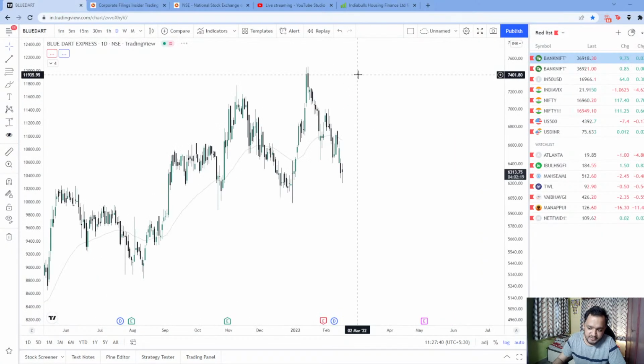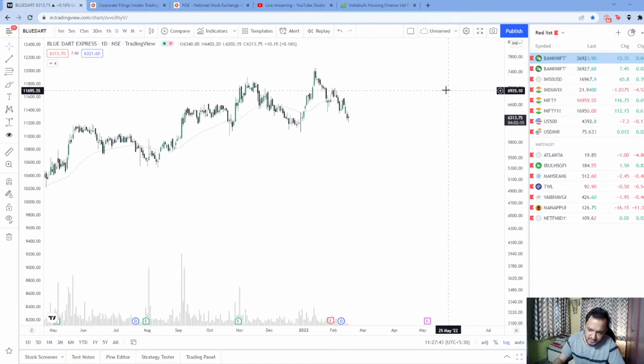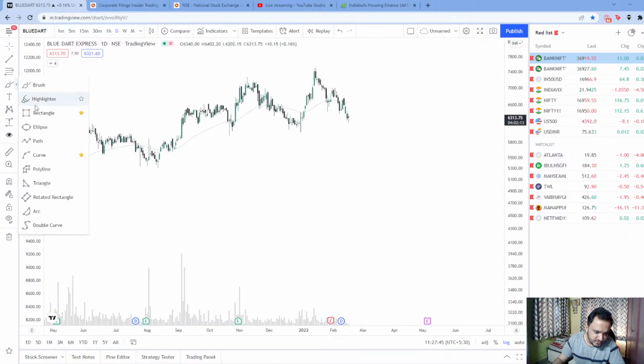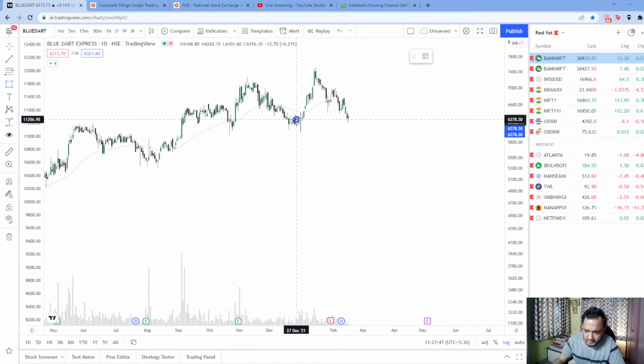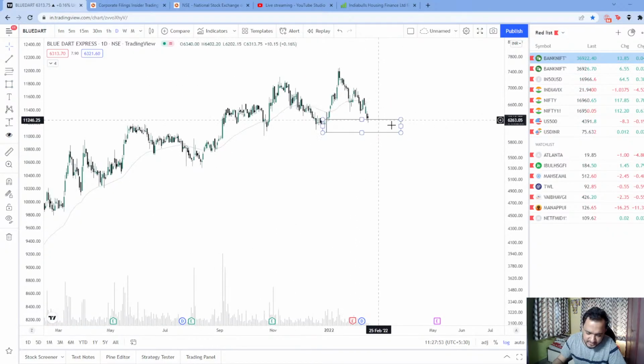Blue Dart Express, all right. Blue Dart again, nothing in Blue Dart right now. It's at the demand. Structure is still all right until this zone is taken out. We are still good right here, which this zone made the new high. Until this zone is taken out, we are still good, but right now there is no long in this structure.